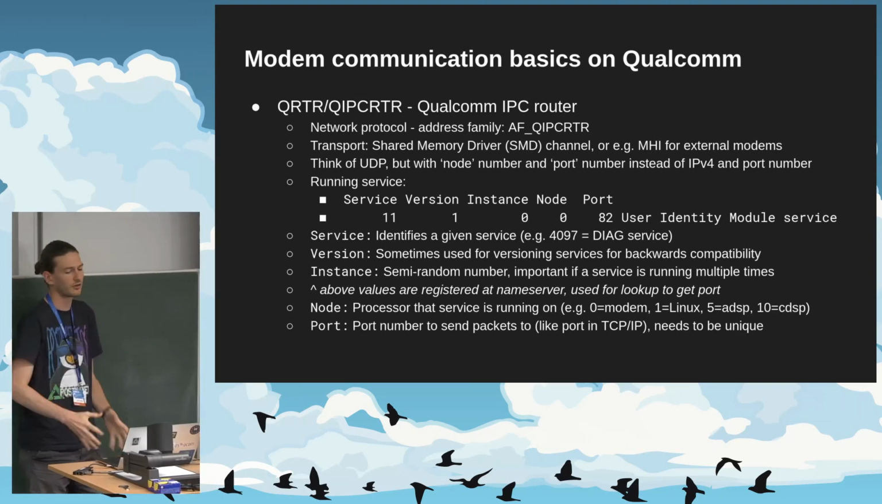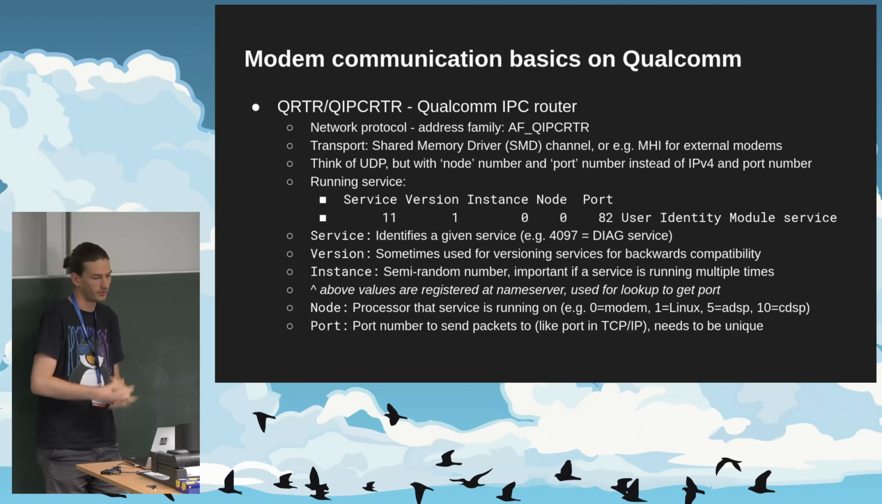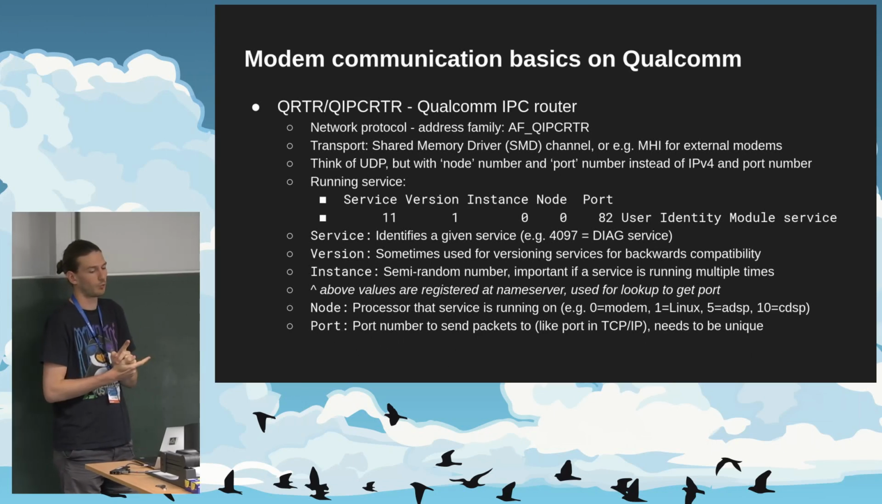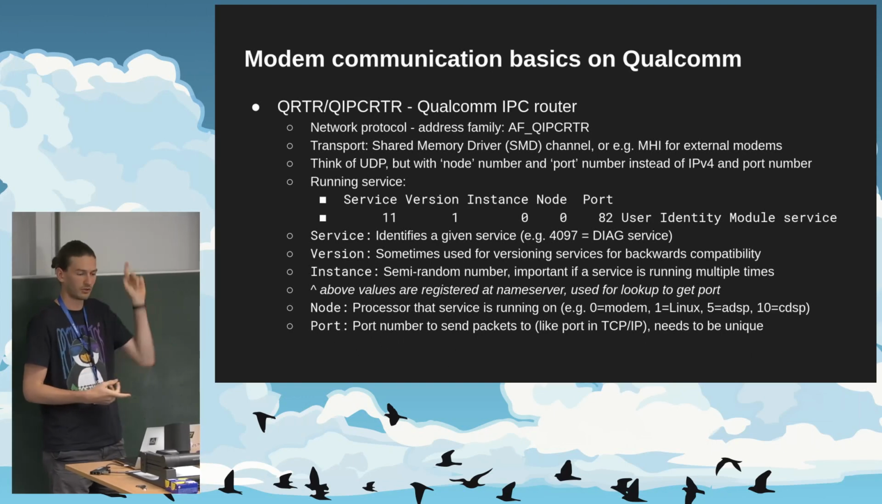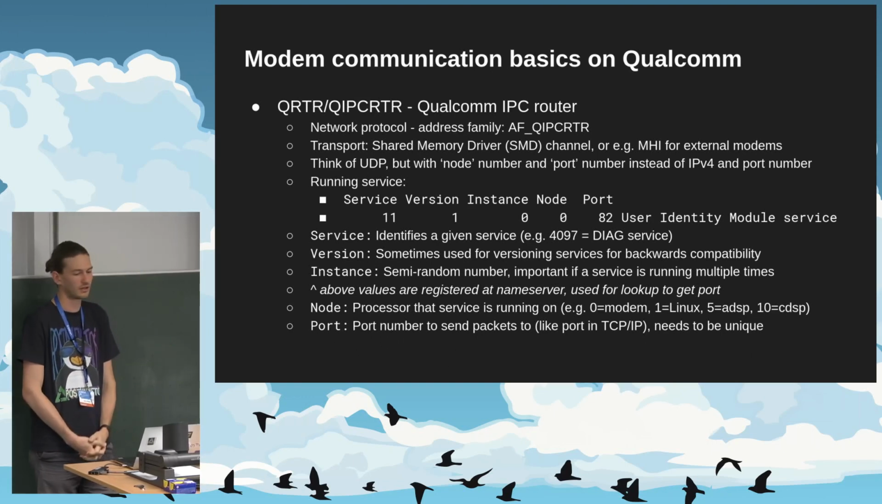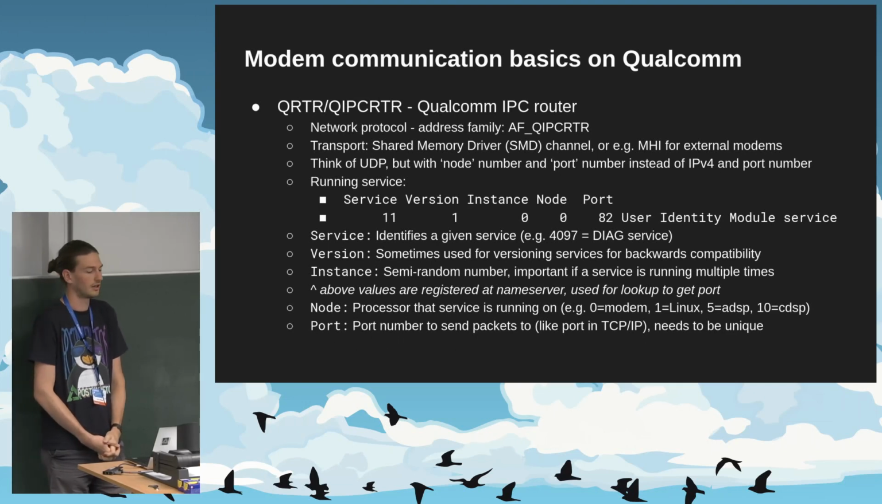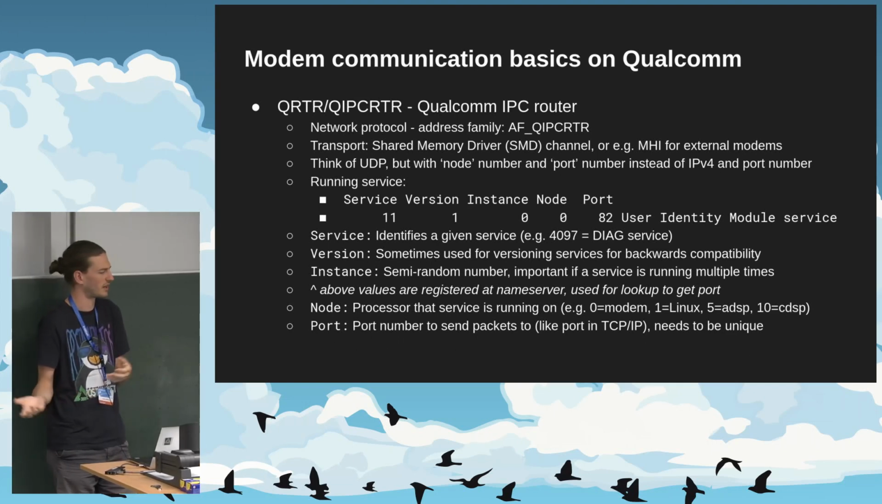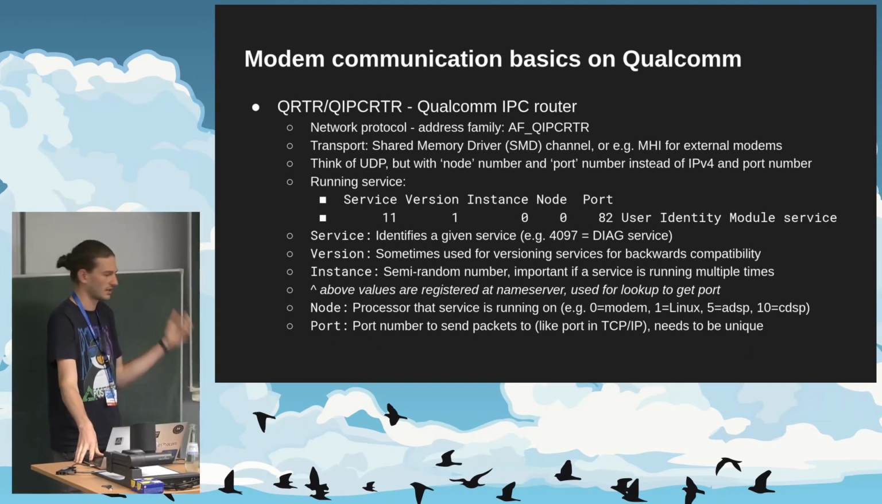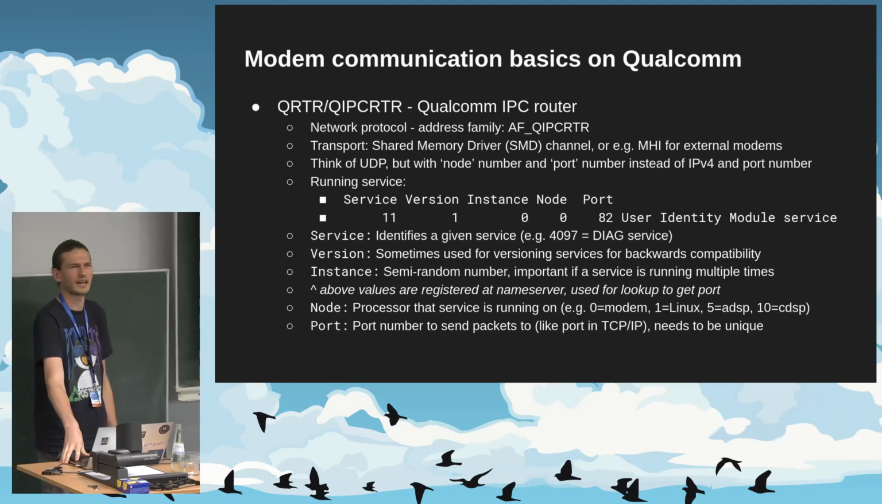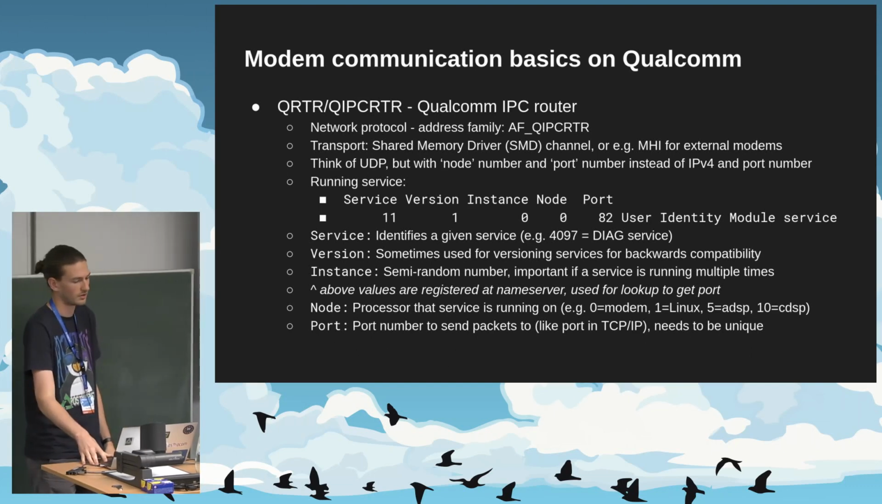As a side note, on older Qualcomm phones, for example Snapdragon 801, you can also use QMI, which I'll cover in the next slide, over a different transport, directly over SMD channels, similar to how QRTR is running over in newer phones. There it skips the network layer and uses a slightly different way to do it.